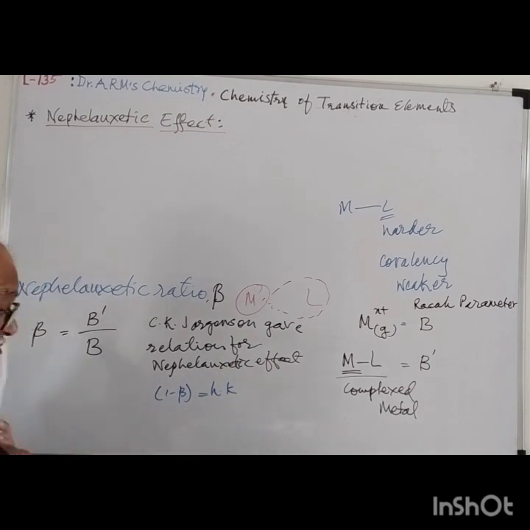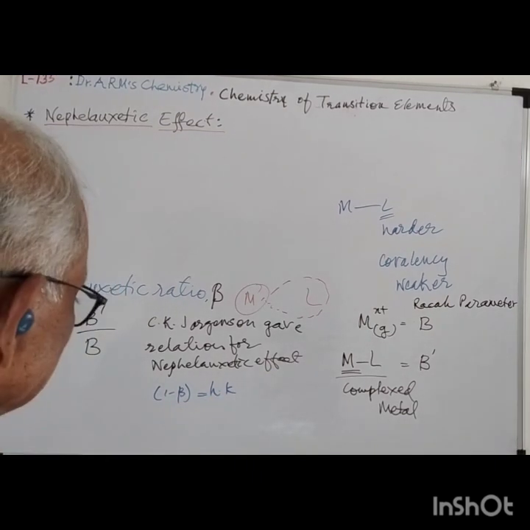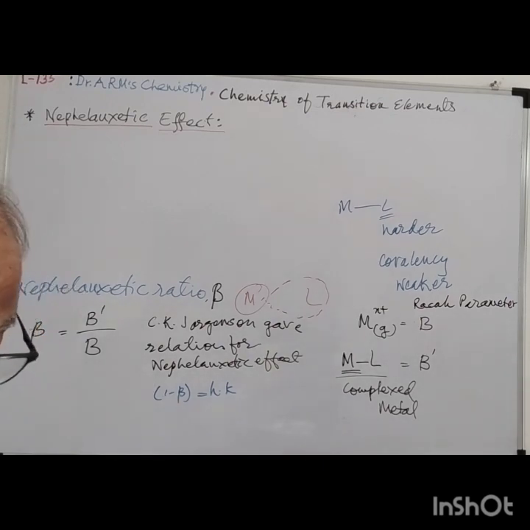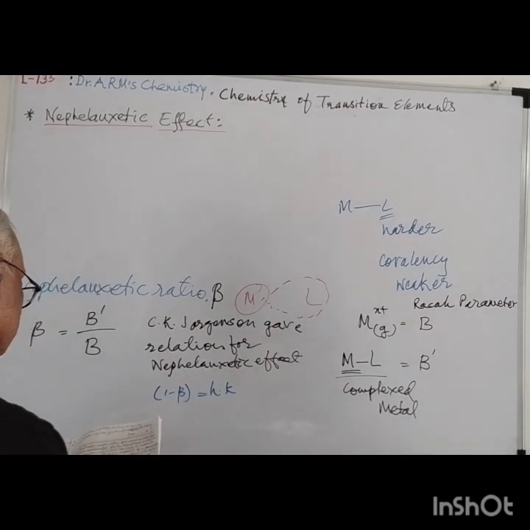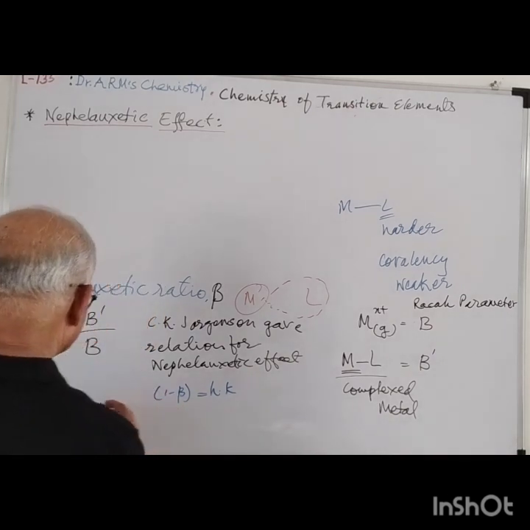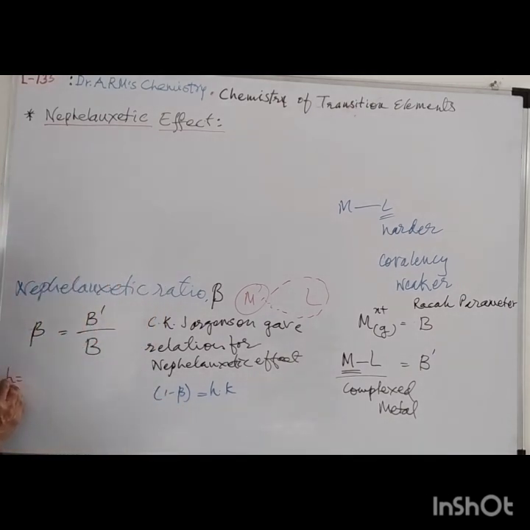Now here this H is the parameter for ligand and K is the parameter for metal ion.